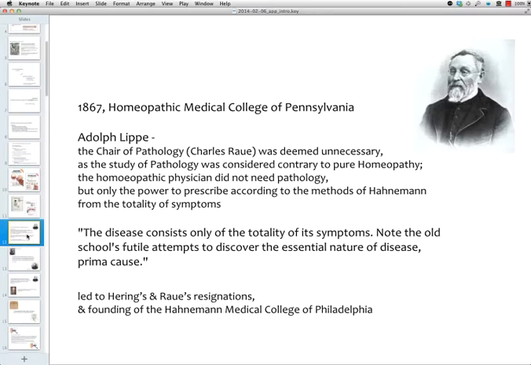Not for cost-cutting measures, because that was no longer a necessity, but he decided that the chair of pathology at the school was no longer necessary. This was Charles Rao. He decided the chair of pathology was no longer necessary as he considered the study of pathology contrary to pure homeopathy. He stated the homeopathic physician doesn't need pathology, but only the powers to prescribe according to the methods of Hahnemann from the totality of symptoms, stating the disease consists only of the totality of its symptoms. Note the old schools, meaning conventional allopathic medicine's futile attempts to discover the essential nature of disease, prima causa.